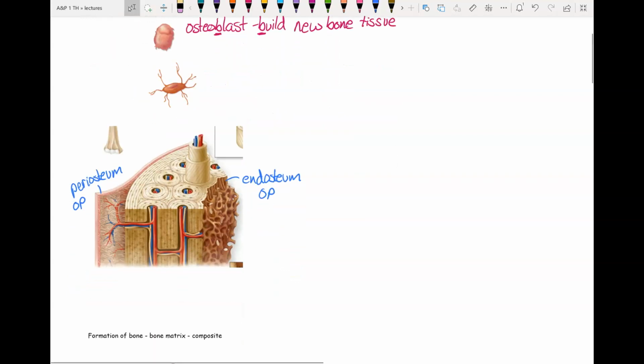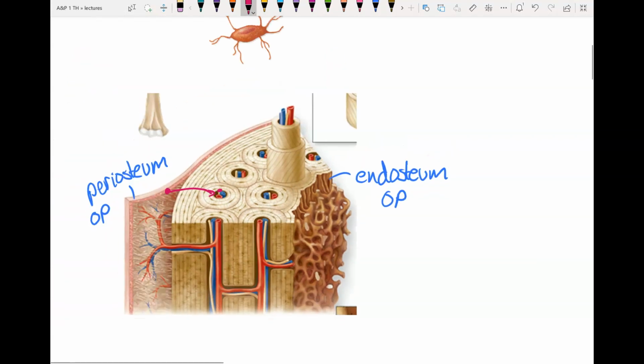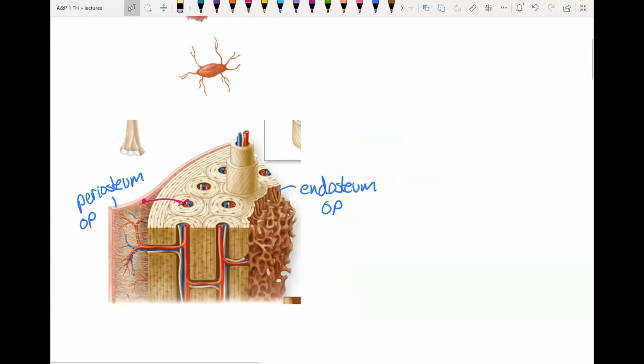These cells will migrate to a central canal. So an osteoblast is going to be formed out here, and it's going to migrate here. These tunnels in the bone are called central canals. So this is a central canal. A central canal is all these tunnels in the bone that contain blood vessels and nerves.